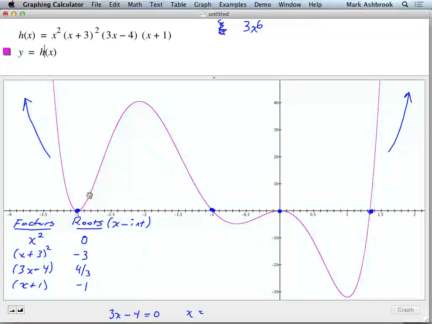At -3 and 0, it's doing what? It's doing like a bounce, right? It's coming down and bouncing off. But at -1 and 4/3, it just goes on through. So how can we make sense of that looking at the equation? I know Joseph knows. So what is different about x equals 0 and x equals -3 in the equation?